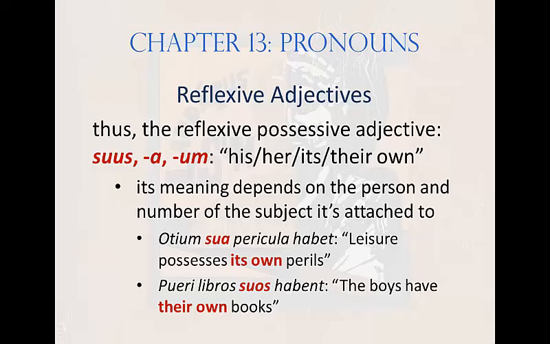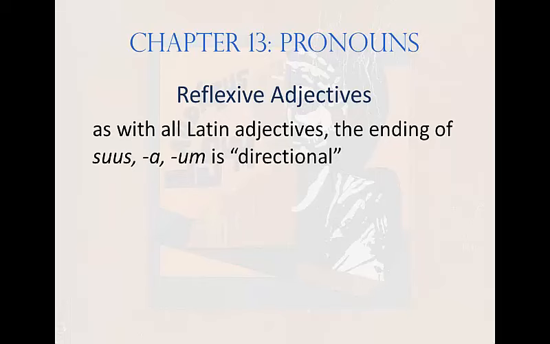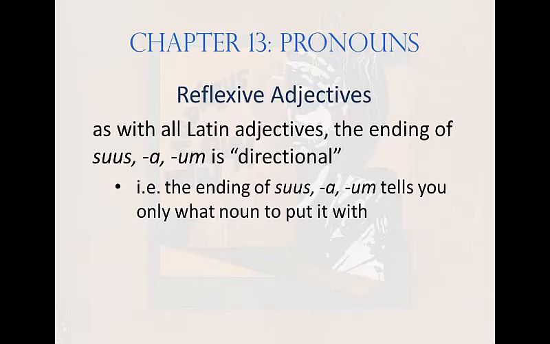Did you notice that the endings on suos, particularly their number and gender, had nothing to do with the translation of suus? So, for instance, leisure possesses its own perils? The proper form of suus there, sua, is plural because the adjective agrees with pericula. But because suus is reflexive and reflects back to a singular subject, otium, it's translated as its own. Which brings home the all-important lesson I've been trying to drive into your brains since Chapter 4. The endings on Latin adjectives are directional. They simply tell you what noun to take the adjective with. Nowhere else is that lesson more important than here with reflexive possessive adjectives.